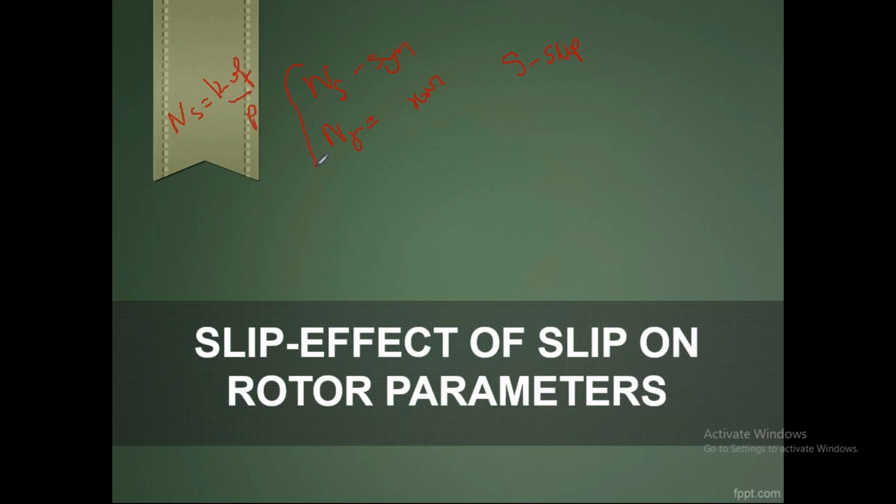And what is the relation between these three, that is slip, synchronous speed and rotor speed? S is equal to NS minus NR divided by NS. This is the slip formula. If you want to represent this value in terms of percentage, you have to multiply with 100. So S percentage is equal to NS minus NR divided by NS into 100. So these are the formulas related to synchronous speed, rotor speed and slip. Now S into NS, we can write as NS minus NR. This equation we can call the slip speed.